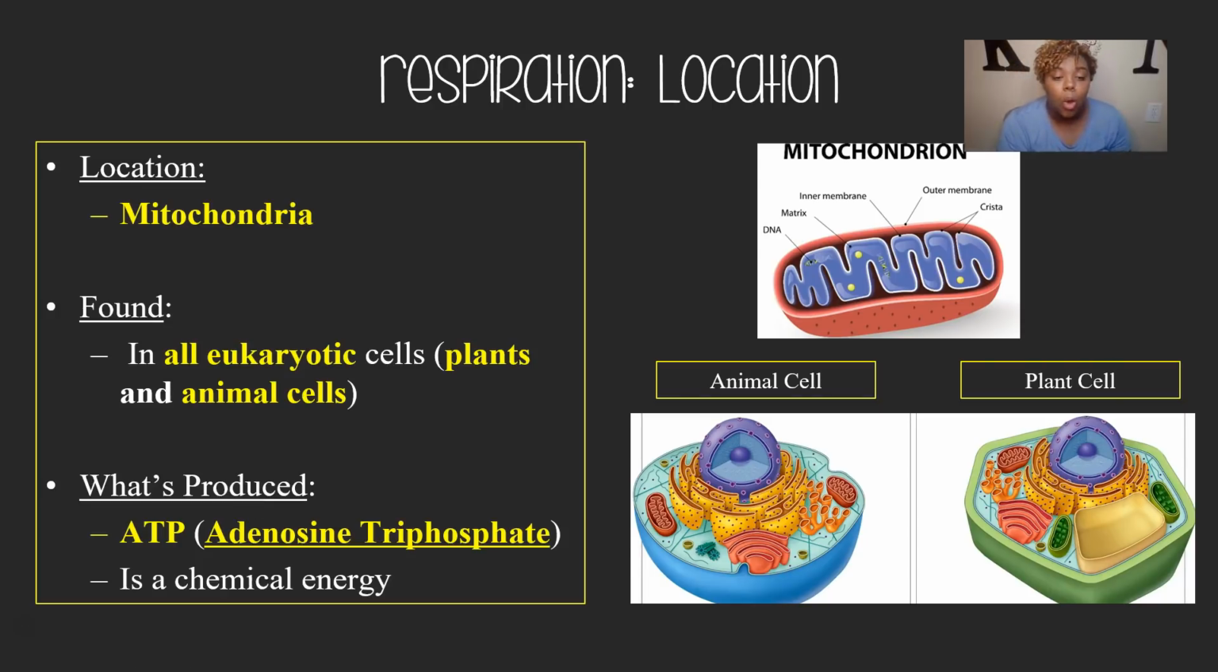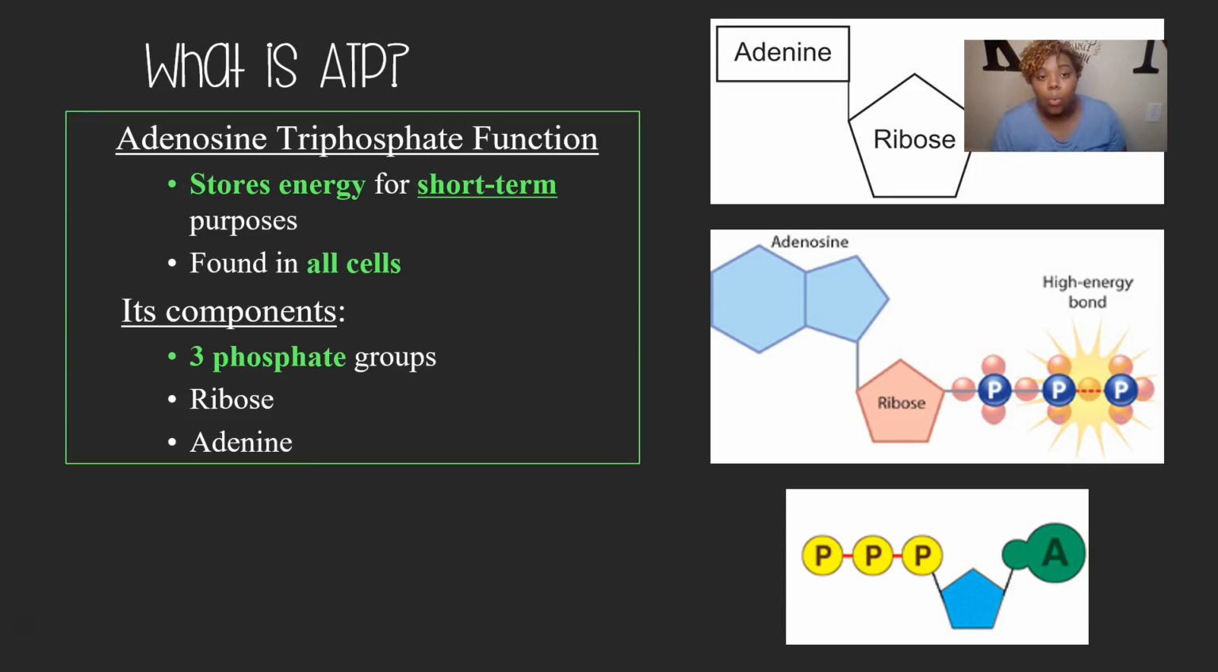Cool. Now, what is produced at the end of respiration? That is ATP or adenosine triphosphate. And it is chemical energy. It's not solar energy from the sun. But because we're making this energy, it's chemical.